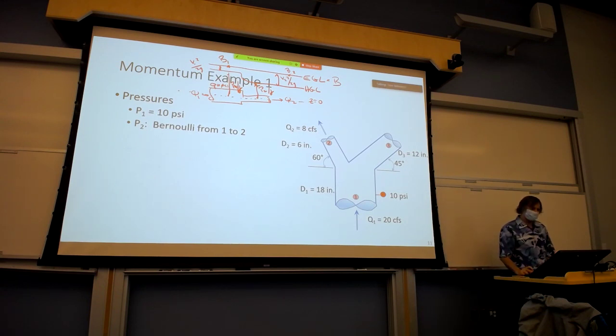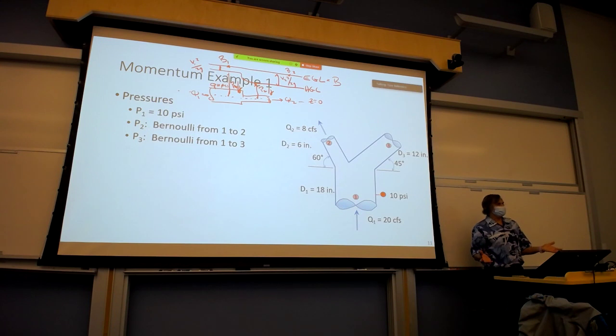So similarly, B1 is equal to B2 is equal to B3. You can write a Bernoulli's from 1 to 3. Now that you know everything at 2, you can write it from 2 to 3. You're going to get to the same answer.